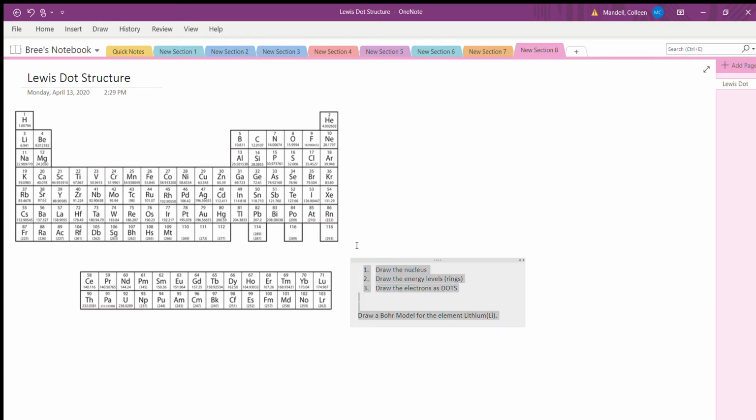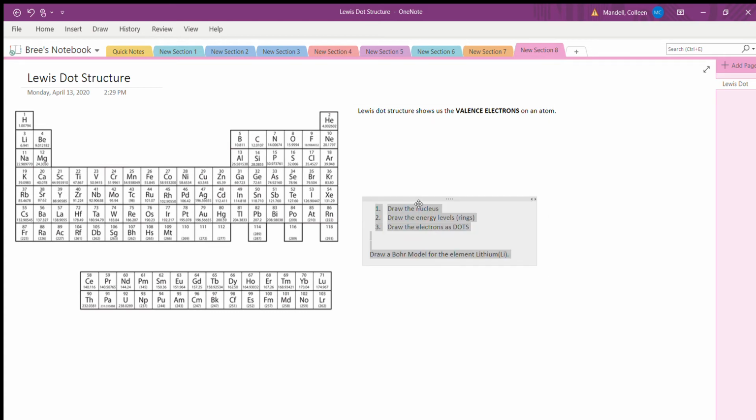These are my Bohr model notes, so let's go over here. A Lewis dot structure shows us the valence electrons on an atom. In a Bohr model, we see all the electrons. In a Lewis dot structure, we only see valence electrons. That's the big difference.